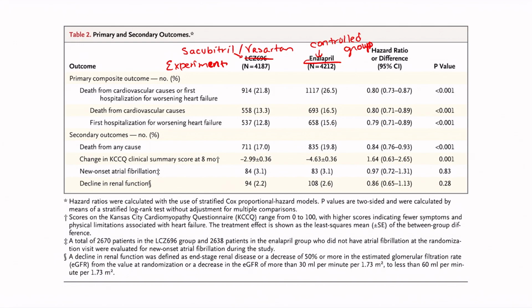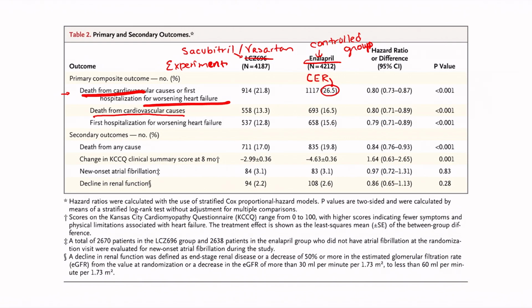Now, looking at this primary composite outcome of death from cardiovascular causes or first hospitalization for worsening heart failure. This is a composite outcome because it has two different things that are occurring at once, versus death from cardiovascular cause, which would be a single outcome. So with this composite outcome, we try to figure out which is our controlled event rate. CER would be here because this is your control group and this is the event rate.